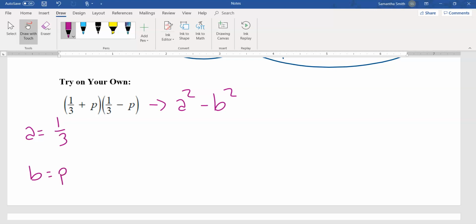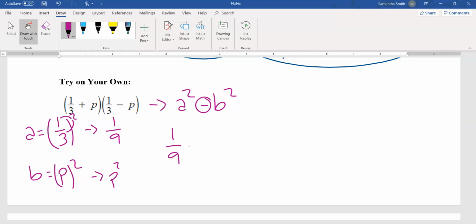Okay, so I'm going to square them both. Remember, when you square a fraction, I take the square to both terms within the fraction, both the numerator and the denominator. So 1/3 squared is 1/9, because 1 times 1 is 1, 3 times 3 is 9. And then p squared is, well, it's p squared, okay? So now we're going to put those together and put a negative sign between them. So we have 1/9 minus p squared.